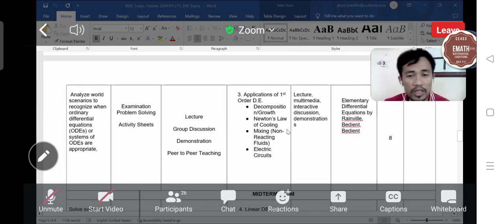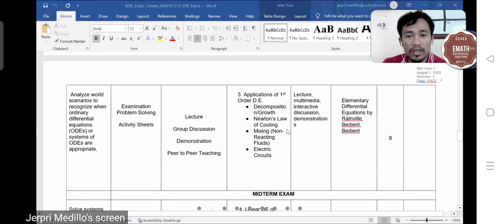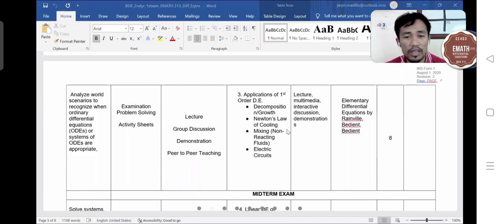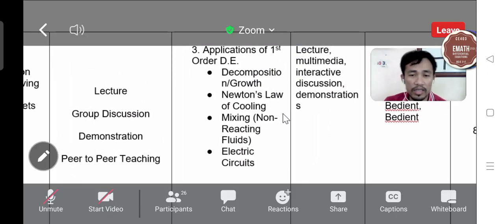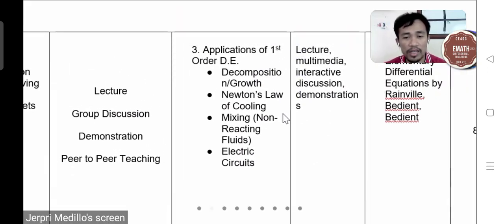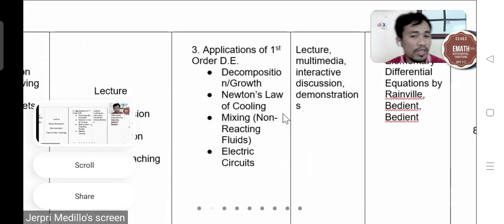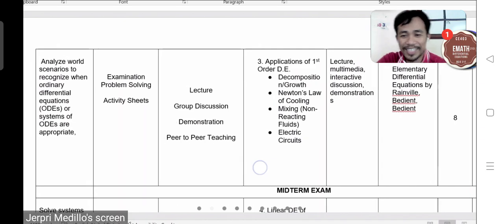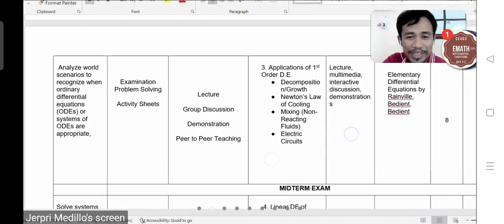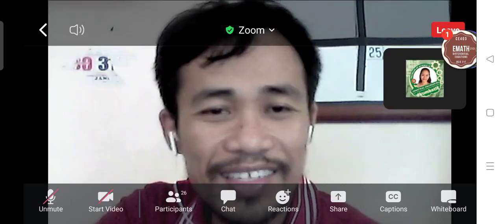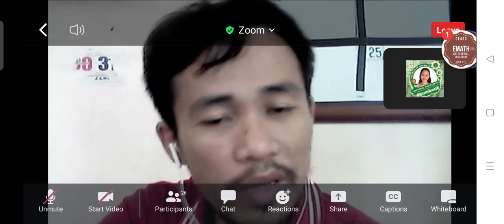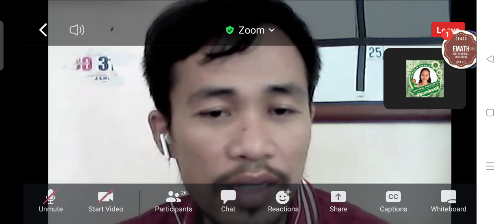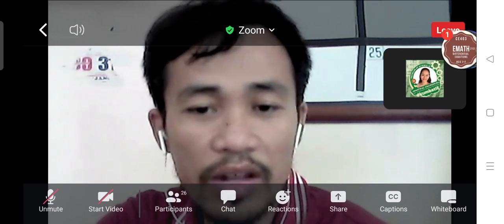This application is the coverage of the final exam. So, decomposition, or commonly growth and decay, Newton's law of cooling, then mixing of non-reactive fluids and electric circuits. This is quite easy since these are only applications. We will still discuss, but it would be awkward to discuss online. Anyway, we will just run through it.